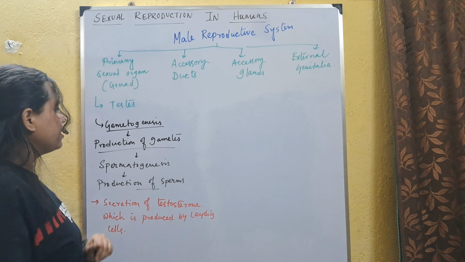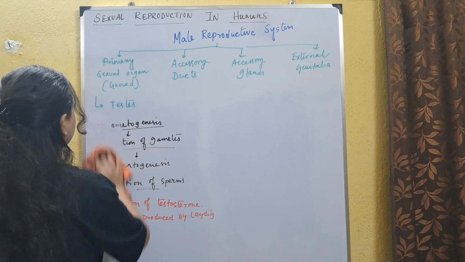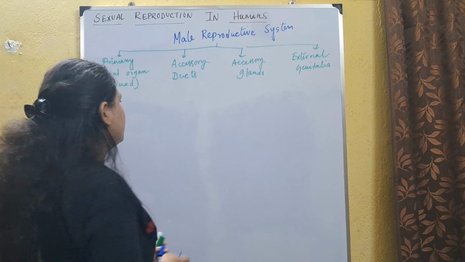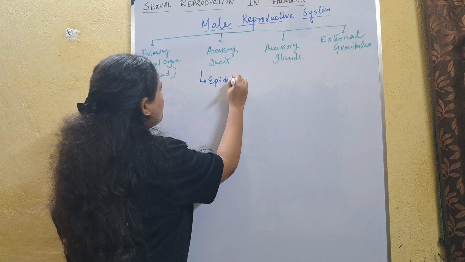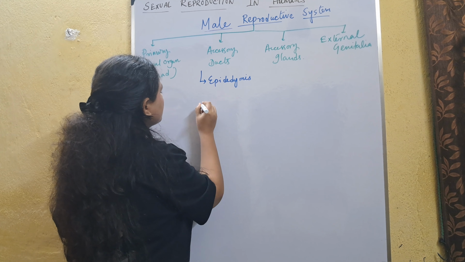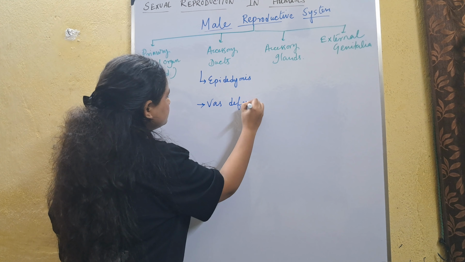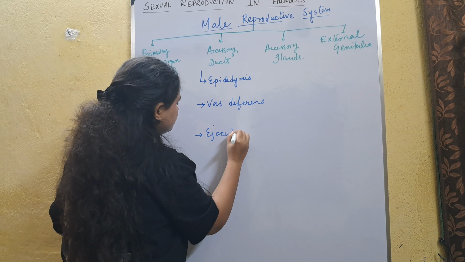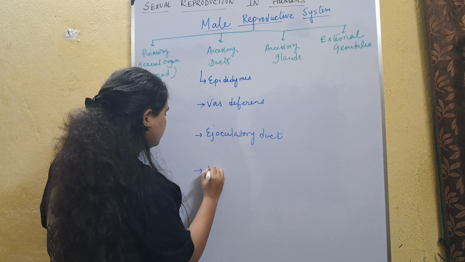Now, shifting to the accessory ducts. Accessory ducts are also known as accessory tubules. The accessory ducts are: first, epididymis. Second, the vas deferens. Third, ejaculatory duct. And fourth is the urethra.